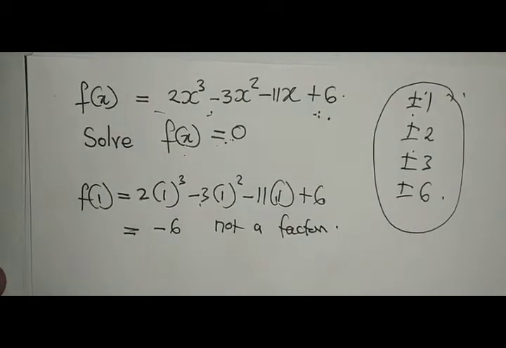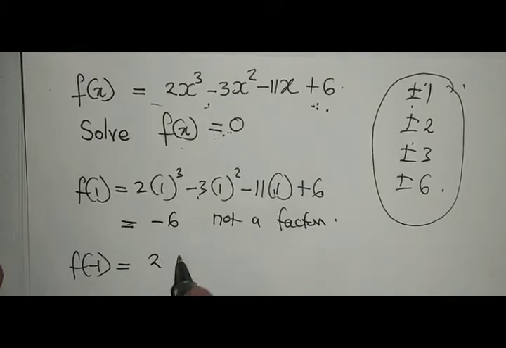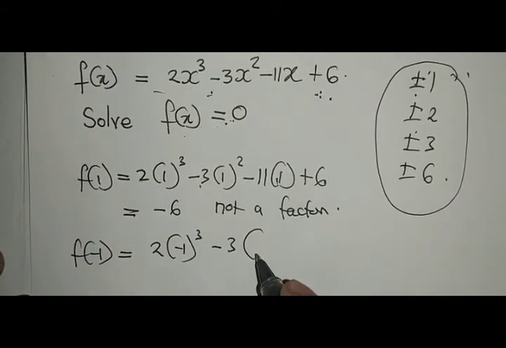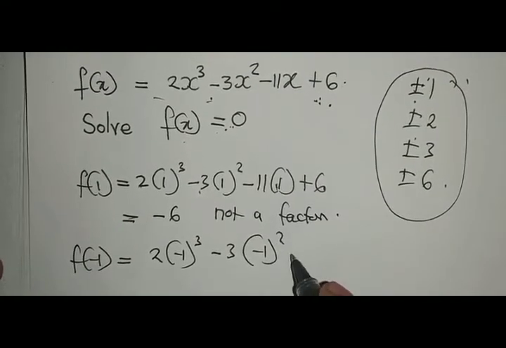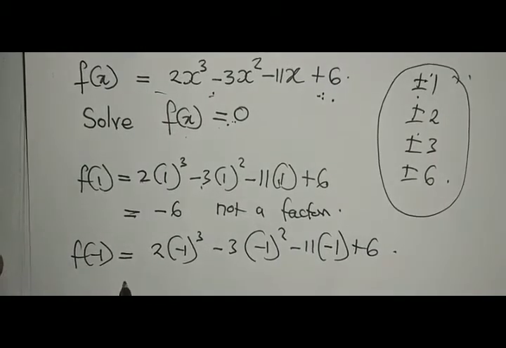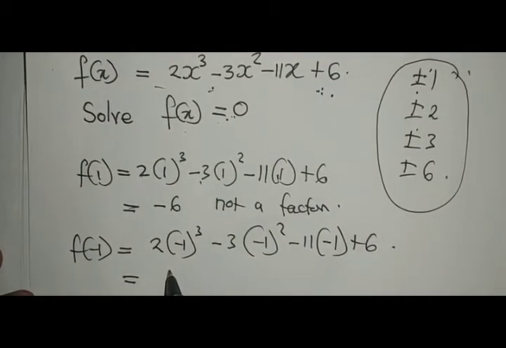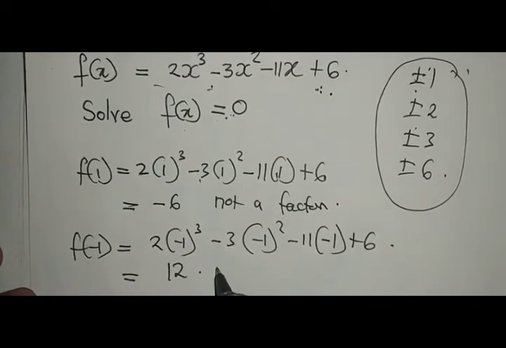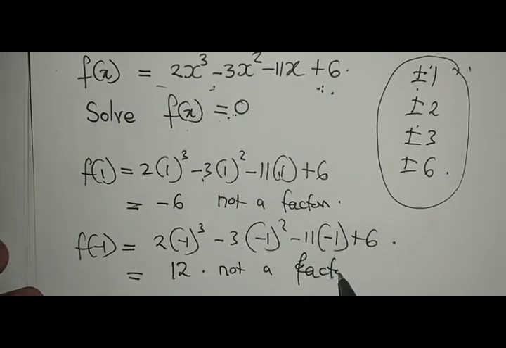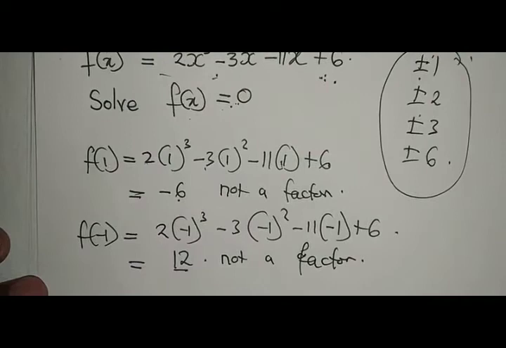Then we go to −1. f(−1) equals 2 into (−1) cubed minus 3 into (−1) squared minus 11 into (−1) plus 6, which, using the calculator, gives us 12. So again, it's not a factor. It's only a factor when the remainder we are getting is 0.